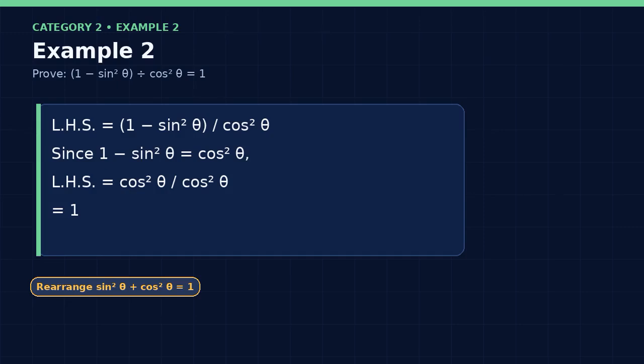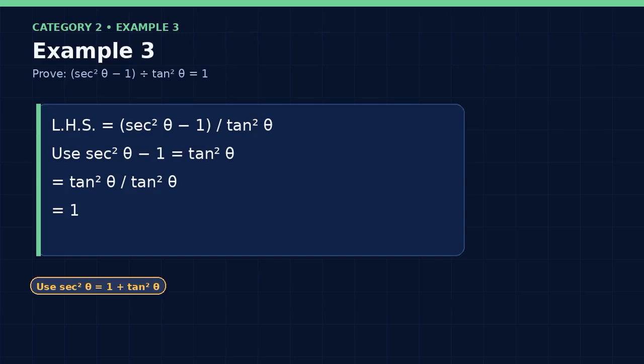Example 2. Prove that 1 minus sine squared theta divided by cosine squared theta equals 1. From sine squared theta plus cosine squared theta equals 1, we know that 1 minus sine squared theta equals cosine squared theta. Substitute this in the numerator. Cosine squared theta divided by cosine squared theta equals 1. The identity is proved.